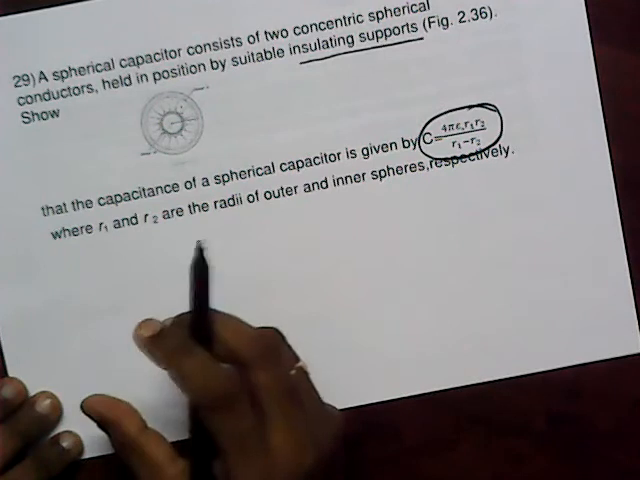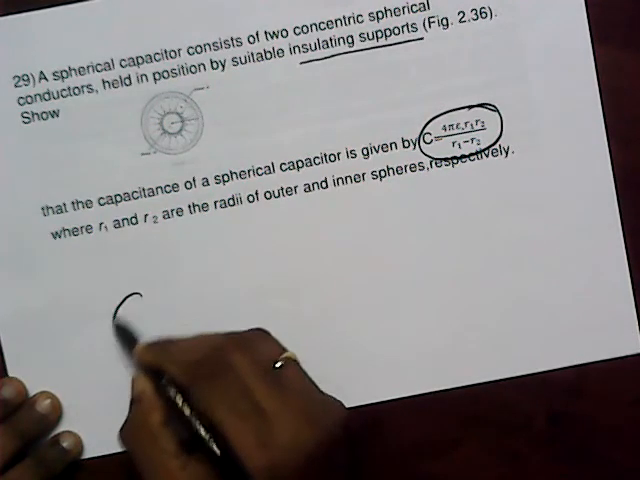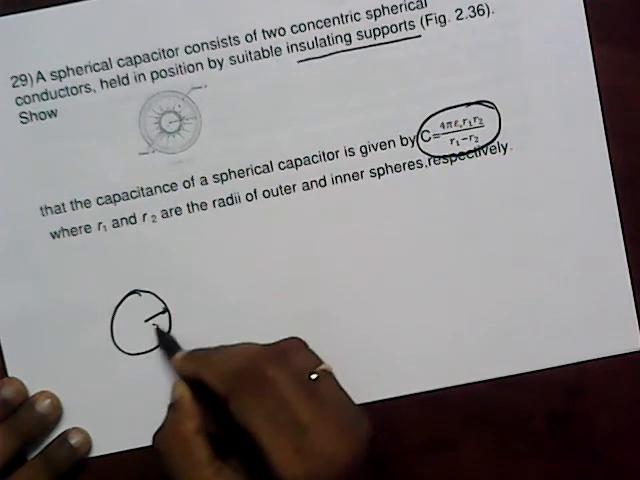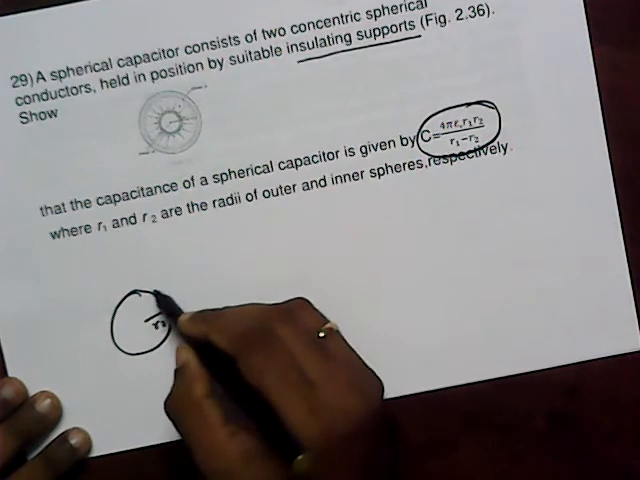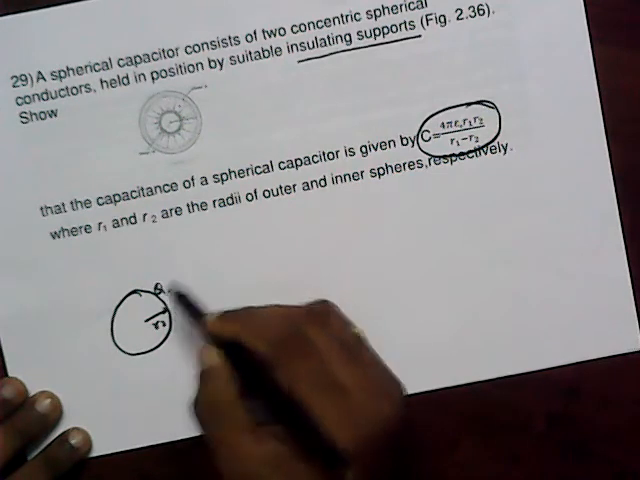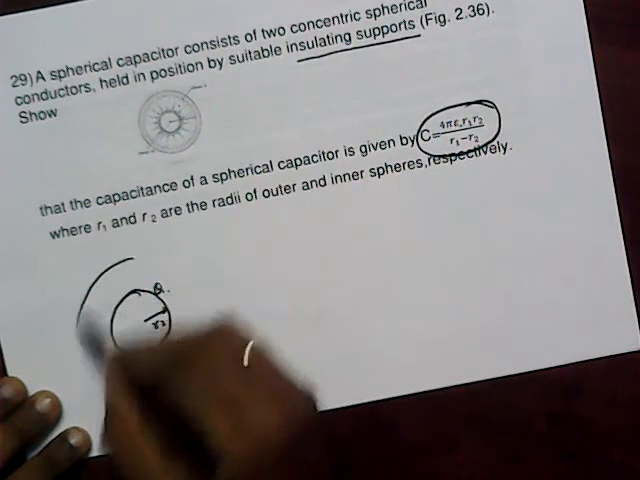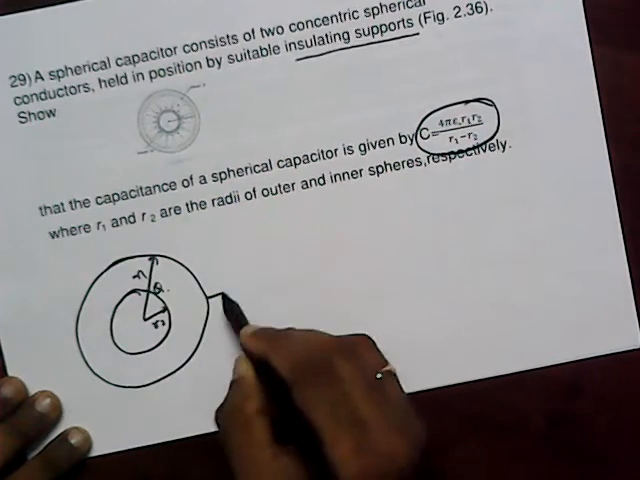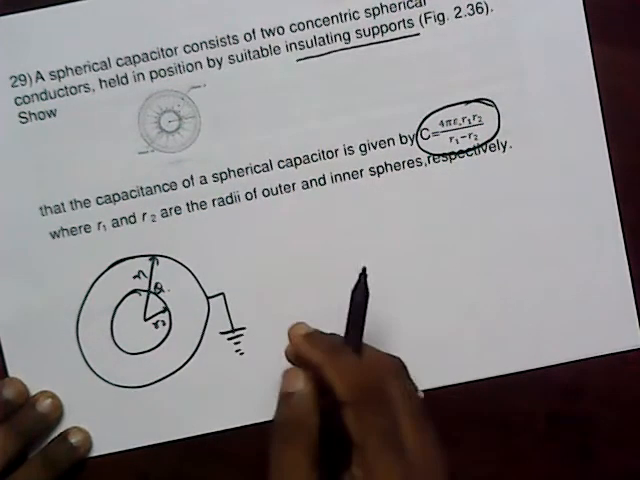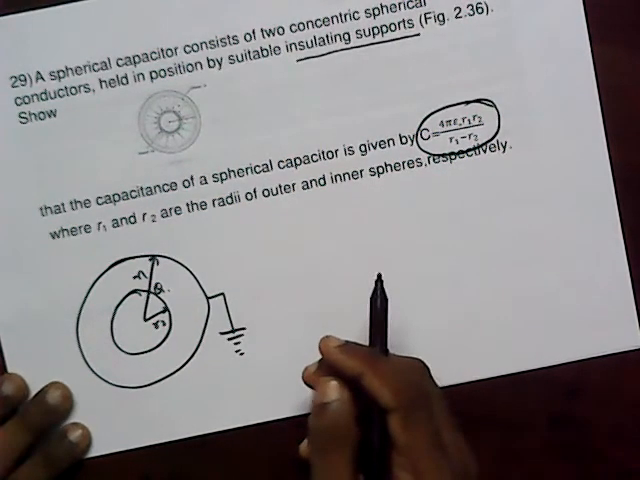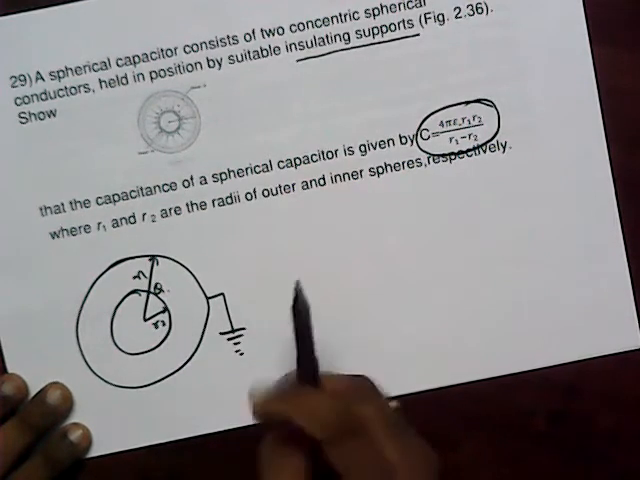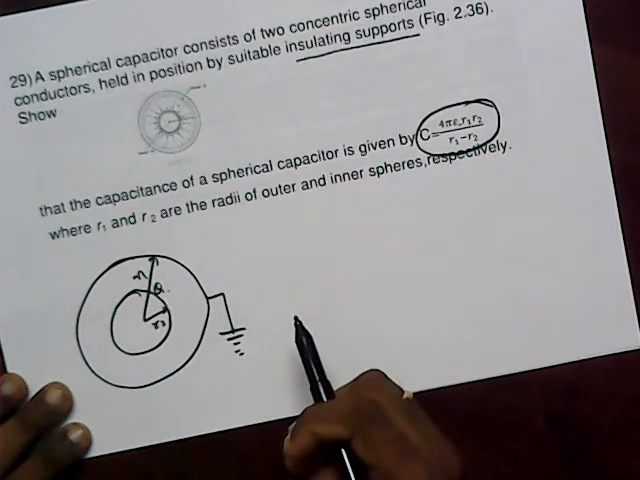So concentric spheres, actually. The inner sphere, R2, is given a charge Q. The outer one has radius R1 and its outer surface is earthed. That is very important. So the outer is earthed and the inner is given charge Q. That is a very important concept.